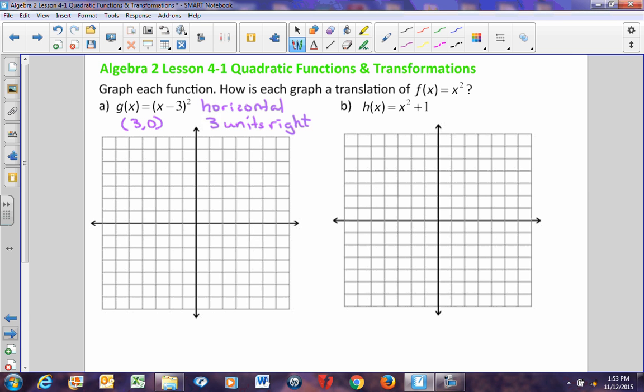So I'm going to move it 3 units right, 1, 2, 3. And then I just remember my parent function is over 1 up 1, because 1 squared is 1. And then over 2 up 4, because 2 squared is 4. So there's the right side of my graph. Now remember, the left side has to be a mirror image, and this is my new axis of symmetry right there.